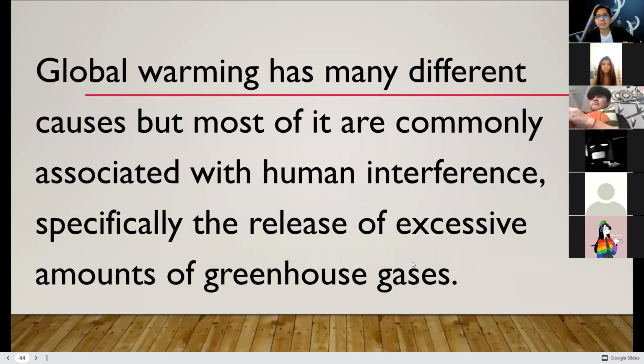Global warming has many different causes, but most of it are commonly associated with human interference, meaning our human activities. Specifically, the release of excessive amount of greenhouse gas, which is your CO2. What else? What are some greenhouse gases? We have the CFC. Are you familiar with the CFC? CFC is a chemical, chlorofluorocarbon.